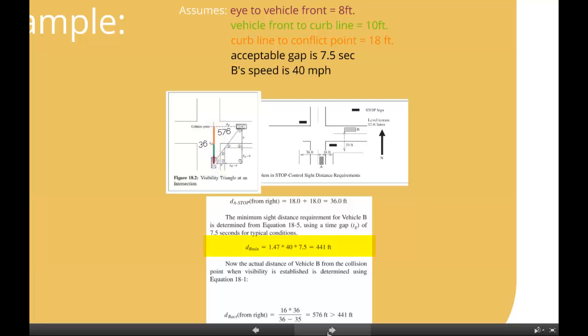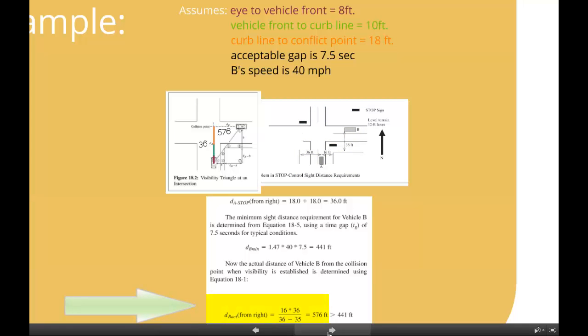Step 2. Compute dB minimum as a function of A's 7.5 second acceptable gap and B's 40 mile per hour speed. We find that 1.47 times 40 gives speed in feet per second, and we multiply by the 7.5 second gap requirement, solving for dB minimum equal to 441 feet. This means that when vehicle B is 441 feet or further, the gap is acceptable for the movement A intends to make.